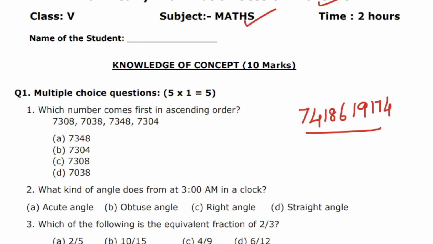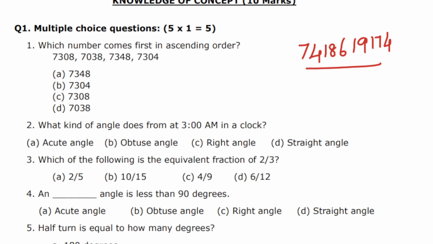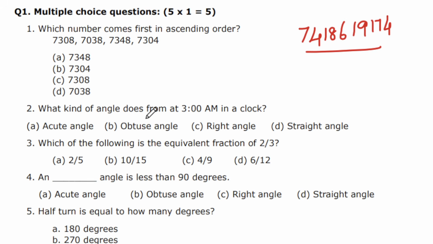Now we will go directly to the year question paper. Knowledge of concept, we have 10 marks. Multiple choice question. The first question is, which number comes first in the ascending order? What is the ascending order? Smaller number to the bigger number. For example, if you have numbers 5, 4, 9, 2, and you arrange them in ascending order, number 2 comes first because it is the smallest number when you compare it to the others.